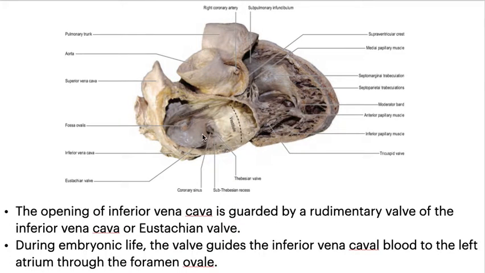Now, the opening of the inferior vena cava is guarded by this rudimentary valve of the inferior vena cava called the Eustachian valve, and during embryonic life, this valve guided the inferior vena cava blood to the left atrium through the foramen ovale.